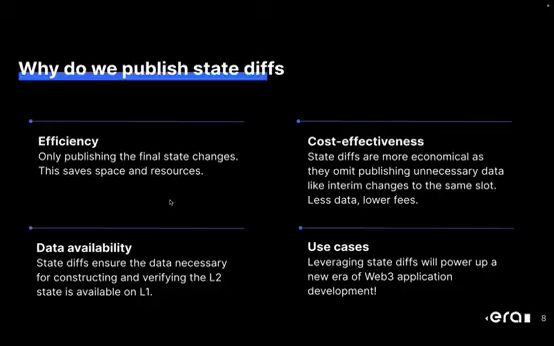Data availability. We talked about this already. It's going to be repeated. State diffs ensure the data necessary for constructing and verifying this L2 state is available on L1. This is, of course, a requirement for any rollup. You need to be able to verify the L2 state. Without it, no one can really validate the correctness of that state.